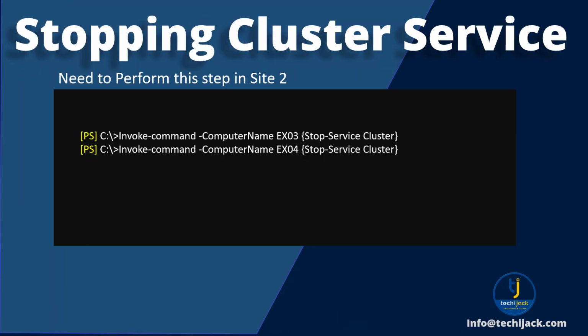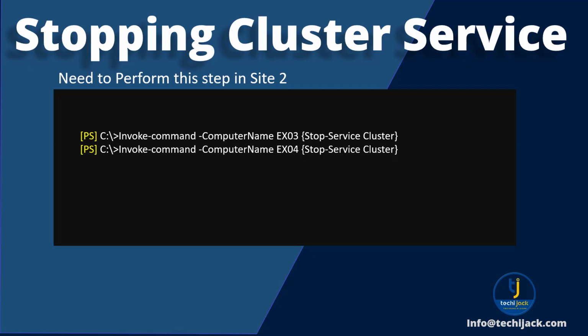First of all, we have to stop the cluster service on both site 2 DAC members. And this command you will have to perform in site 2 because site 1 is offline. So we will run this command, Invoke-Command with computer names EX03 and EX04, which are in our site 2. So we will say Stop-Service cluster. Once you run this command, the cluster service will get stopped. This command you can run on any of the Exchange servers in site 2.